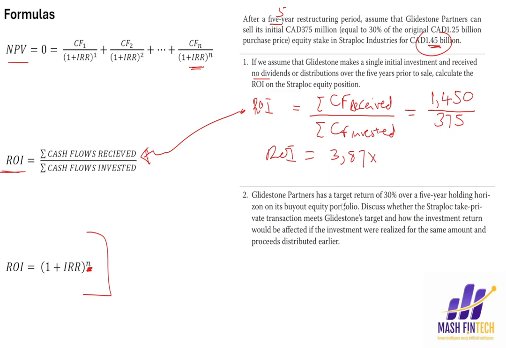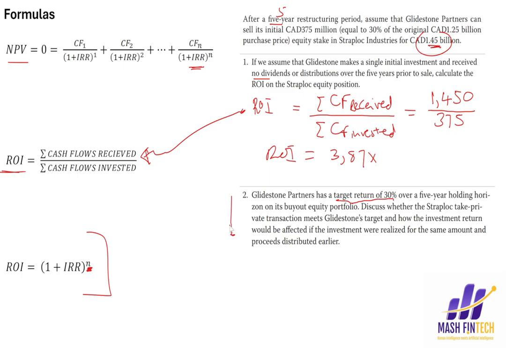Gladstone Partners has a target return of 30% over a 5-year holding period on its buyout equity portfolio. Discuss whether the Straplock Tech private transaction meets Gladstone's target and how the investment return would be affected if the investment were realized for the same amount and proceeds distributed earlier. All right. So in this instance now, you want to calculate the internal rate of return, right? Because the target for the return is 30%. That is the targeted return, 30%. So you calculate your internal rate of return and compare it to 30%.